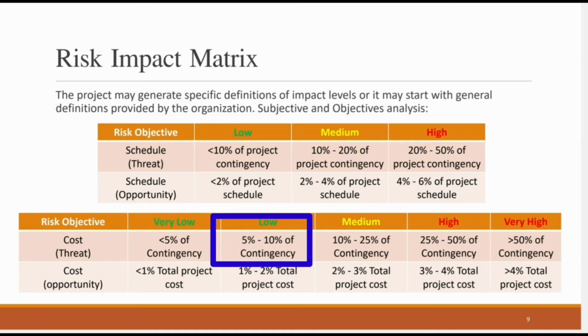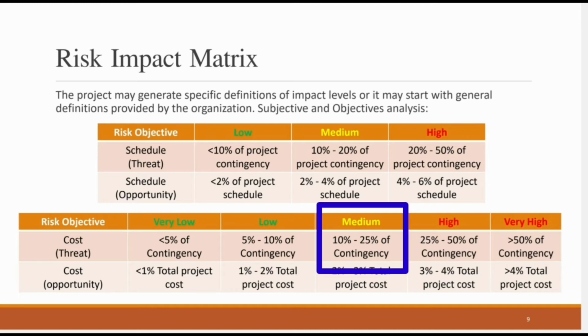But if it has between 5 to 10%, that will be a low risk. As a contingency, it means it's going to consume only that much of my contingency. If I have $5 million as a contingency, anything between 5 to 10% of that contingency, if the risk happens and has an impact of that much on my project, I'm going to consider it to be low.